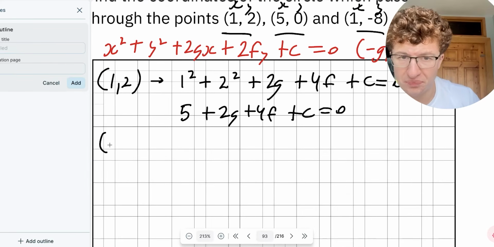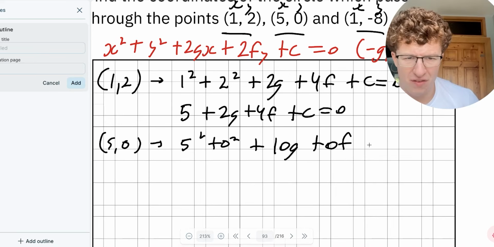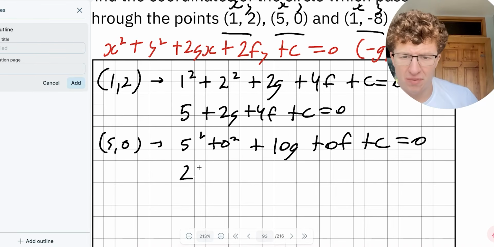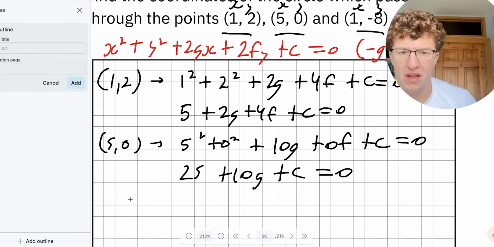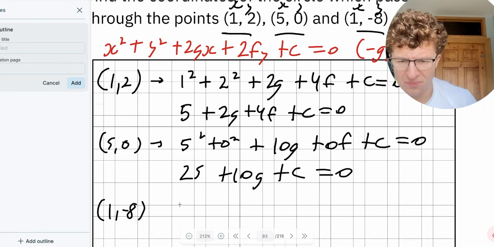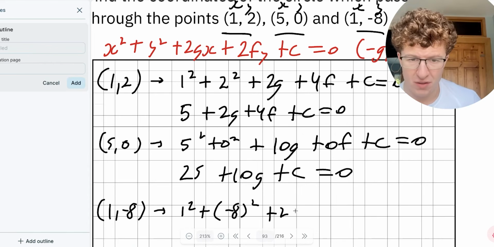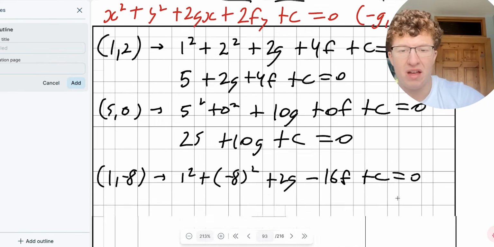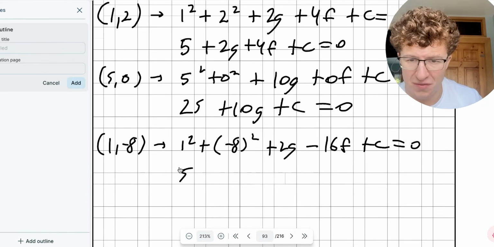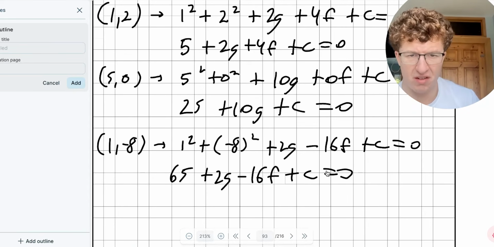Now, next point. 5, 0. 5 squared plus 0 squared plus 10g plus 0f plus c is equal to 0. We simplify that to 25 plus 10g plus c is equal to 0. And the last one, we have 1, minus 8. So we're going to have 1 squared plus minus 8 squared plus 2g minus 16f plus c is equal to 0. And finally, simplify that, we're going to have 65 plus 2g minus 16f plus c is equal to 0.